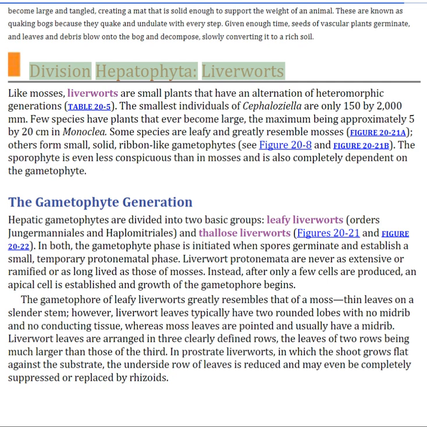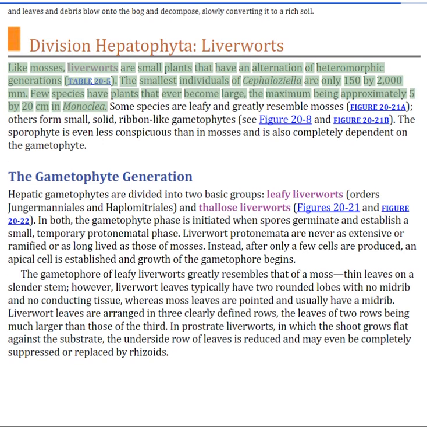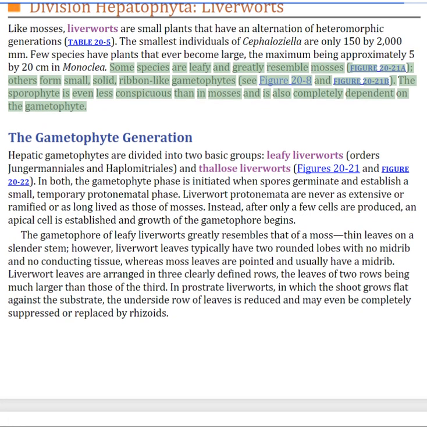Division Hepatophyta, liverworts. Like mosses, liverworts are small plants that have an alternation of heteromorphic generations. The smallest individuals of Cephaloziella are only 150 by 2000 µm. Few species have plants that ever become large, the maximum being approximately 5 by 20 cm in Monoclea. Some species are leafy and greatly resemble mosses, others form small, solid, ribbon-like gametophytes. The sporophyte is even less conspicuous than in mosses and is also completely dependent on the gametophyte.